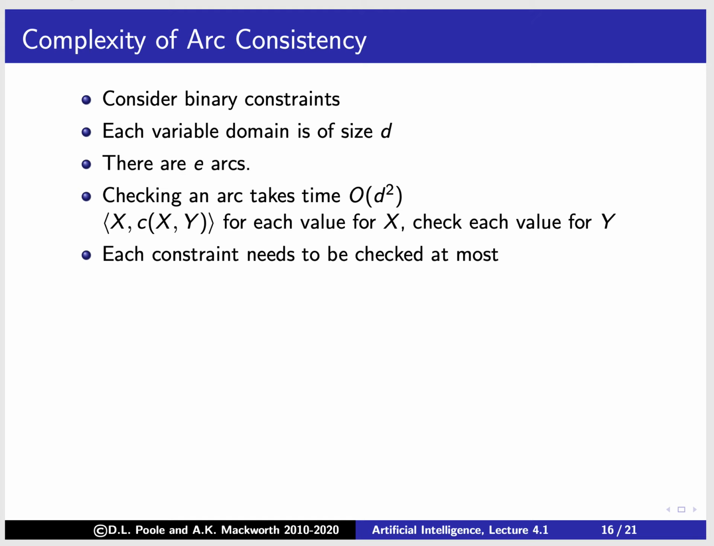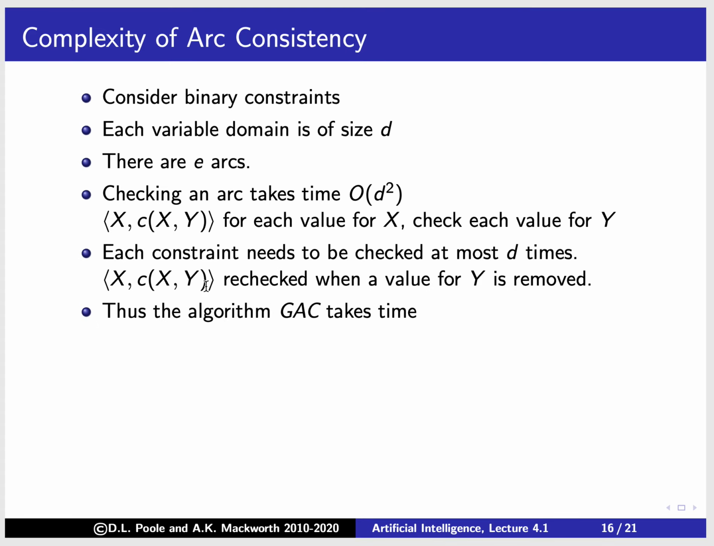Now, think about how many times each constraint needs to be checked. This constraint has to be rechecked whenever a value is removed from the domain of Y. And it can only be reduced D times, because that's how big the domain size is. So it has to be checked at most D times. Therefore, the algorithm takes at most order of E D cubed, where E is the number of arcs and D is the domain size. That's the complexity.